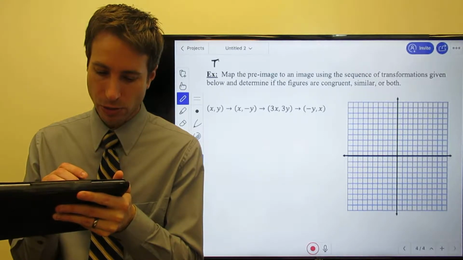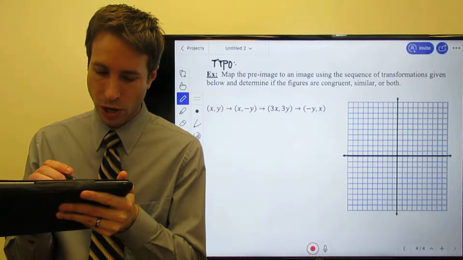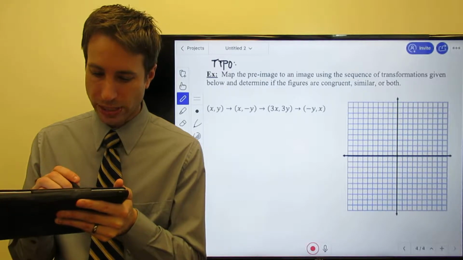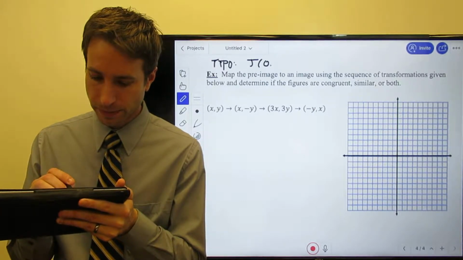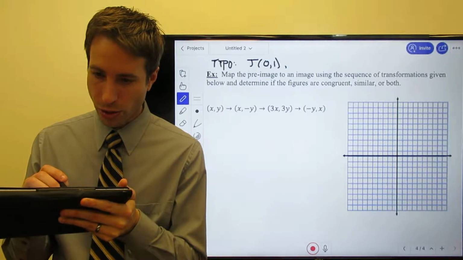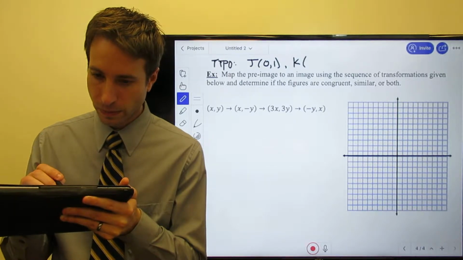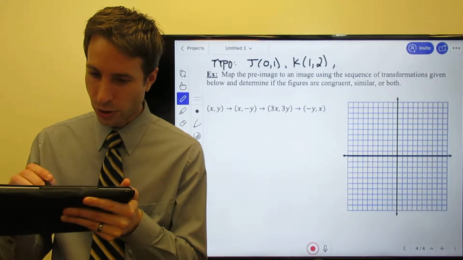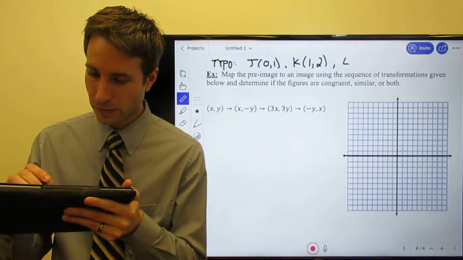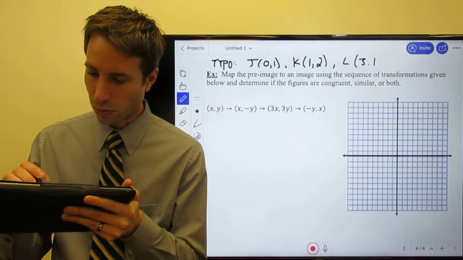So let me give you those now. We're going to start with point J, which is at (0, 1). Then we're going to go to point K, which is at (1, 2). And then we're going to go to point L, which is at (3, 1).